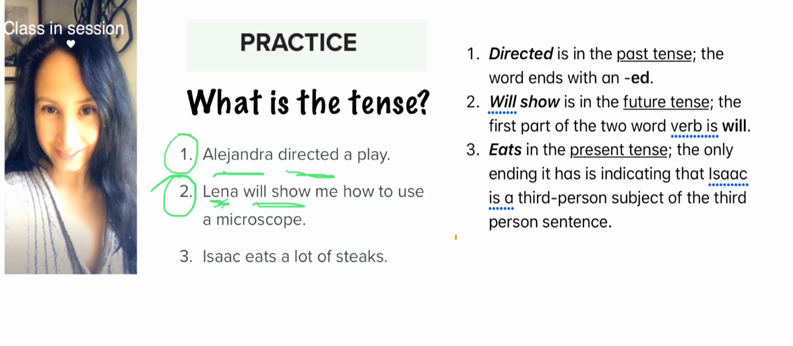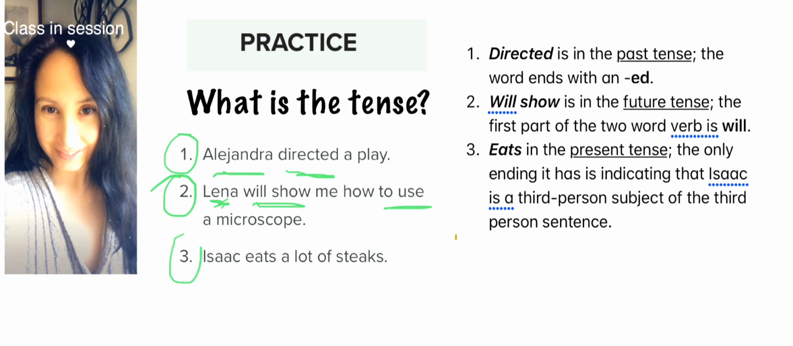The first part of the 2-word verb is will. You notice there's a little trick here. There's another verb, to use. There are 2 tenses here. So Lena will show me how to use. So will show is the future tense. To use is in the present tense because they are going to do it and they will be doing it when they do it. Does that make sense?